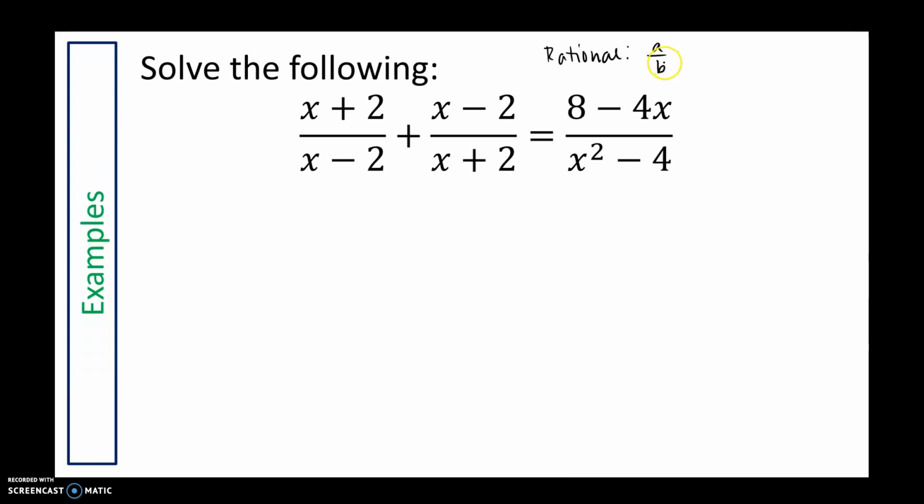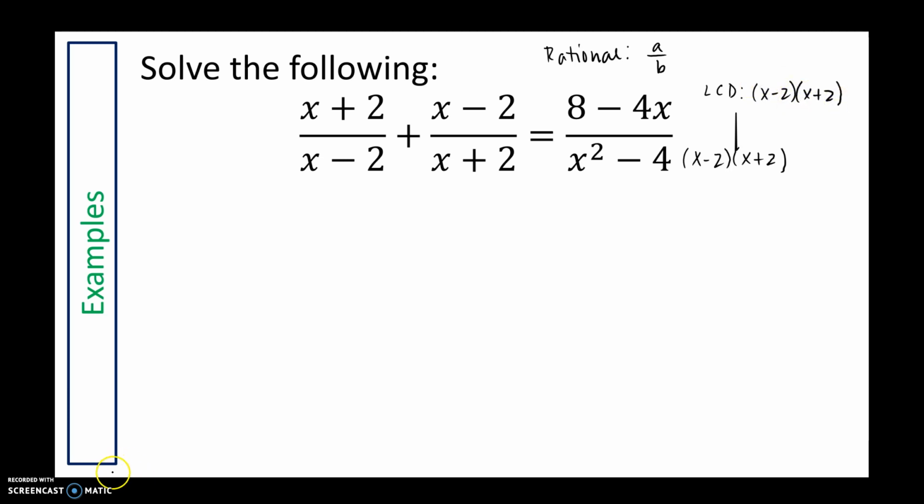In order to clear the denominator, so the goal is to clear the denominator whenever we have a rational equation like this, we have to determine what the least common denominator is. Notice I have x minus 2, I have x plus 2 here, and if we do a real simple factoring of that, that's our difference of perfect squares. All right, what's going on here? Okay, so my least common denominator is going to be x minus 2 times x plus 2.